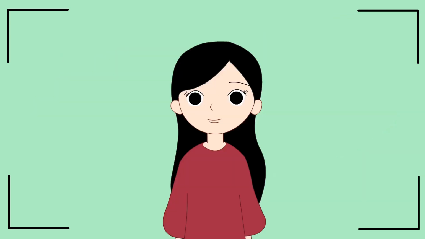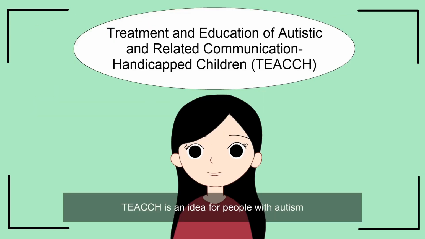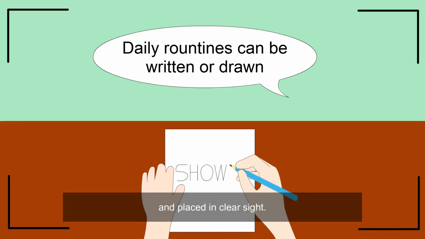Educational approaches. In educational approaches, lessons are given in a classroom setting. TEACCH is an idea for people with autism who thrive on consistency and visual learning. For example, daily routines can be written or drawn and placed in clear sight.